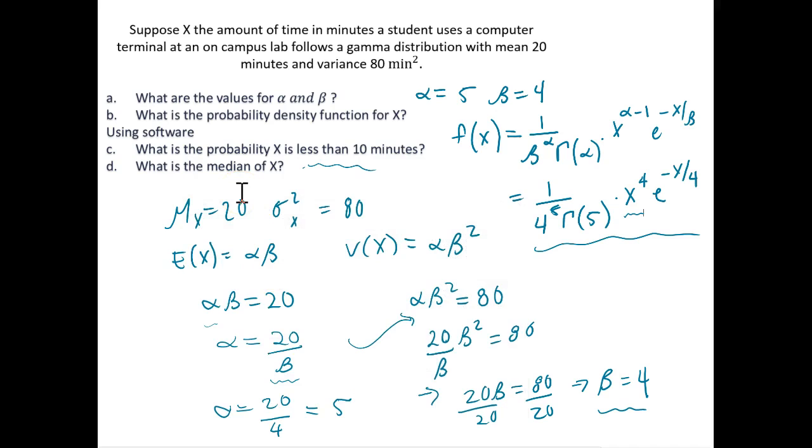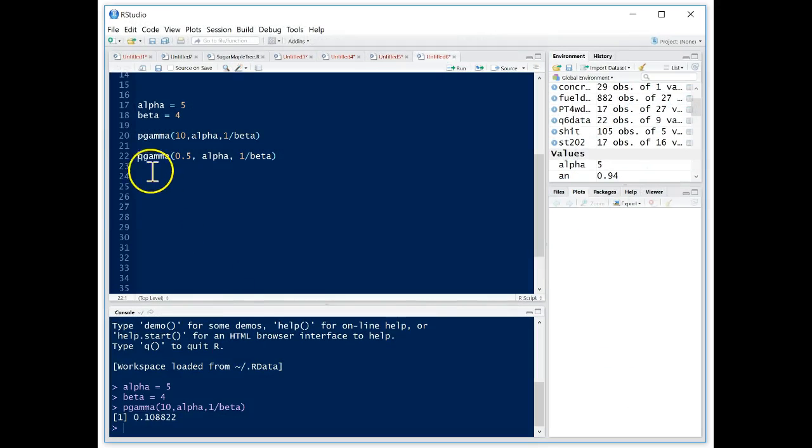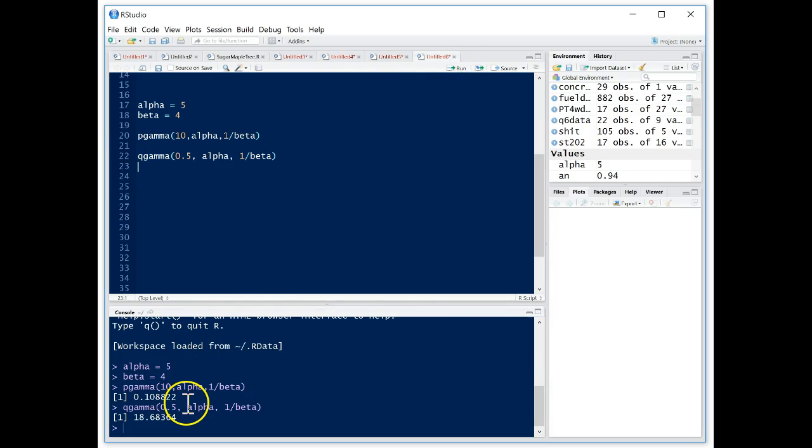All right, so the next question asks, what is the median of x? So what is the median amount of time that a student is on a computer terminal at the campus lab? We can calculate that using the command qgamma, and we plug in the percentile that we're interested in. So if this is the median, that's 0.5. We have alpha again as the shape parameter and 1 over beta as the rate parameter. And if we run this line, we get 18.68364. So that is then the median of this distribution.